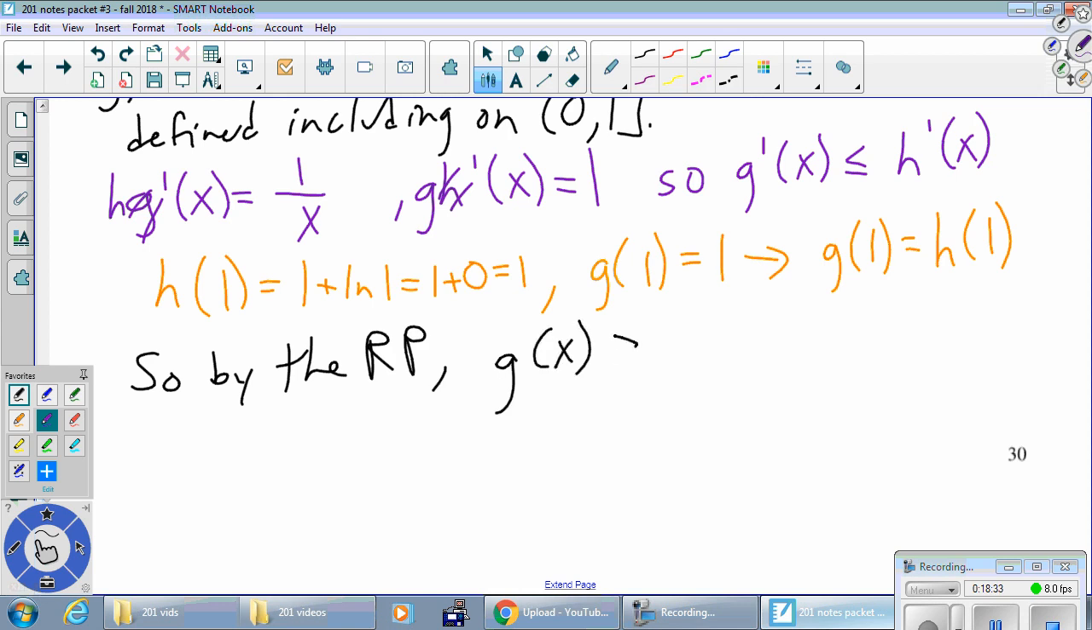g of x is ahead of h of x. I'm going to put an equal sign there just in case they're tied. I mean, they are tied at the end on the interval 0 to 1. That's just copied from the given.